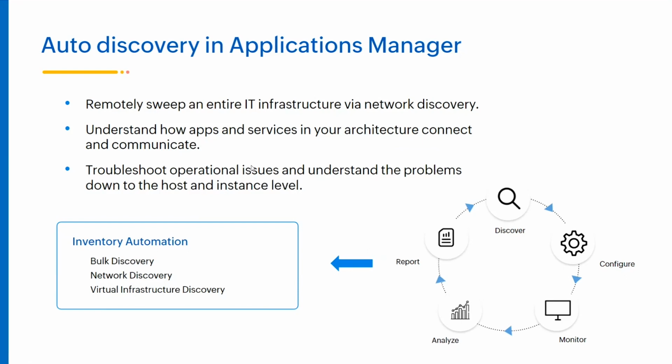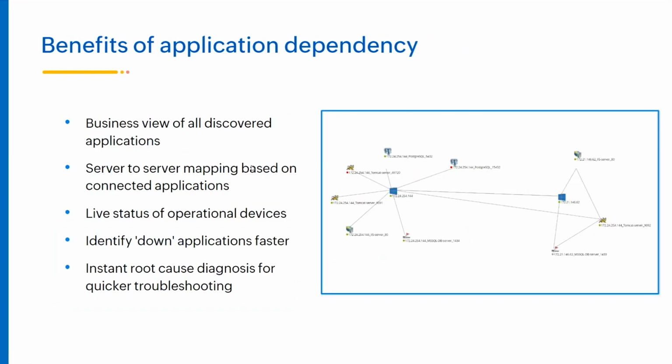Ideally, there are 2 types of dependency mapping that can be performed in Applications Manager. One is the server-to-application mapping, and the other one is the application-to-application dependency. So in server-to-application dependency, it displays all the applications that are running on a server and it maps the applications that are interconnected to each other. And in application-to-application dependency, it displays all the applications that are running on the same and different servers and maps the ones that are interconnected.